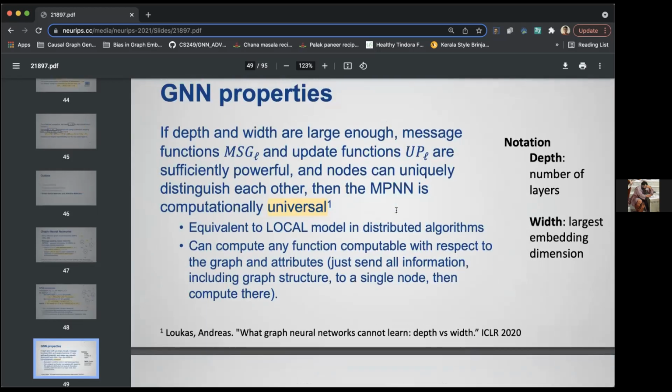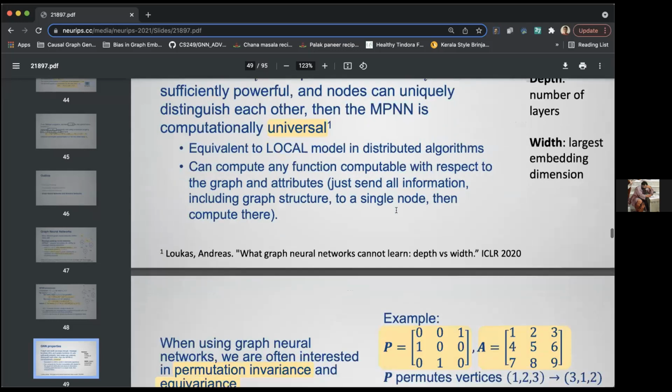So there are some GNN properties. If the depth and width of a GNN are large enough, and the message functions and update functions are sufficiently powerful, then the GNN can compute anything. This is a result that comes from the LOCAL model in distributed algorithms. However, as we know, GNNs are parameterized, and so we can't have infinitely deep and wide GNNs. This means that they're not going to be sufficiently powerful for every single possible graph that exists.